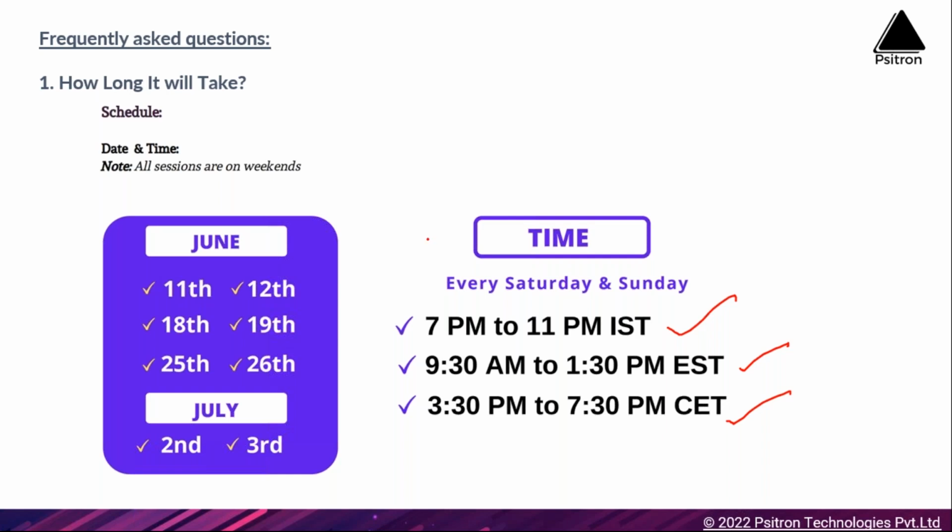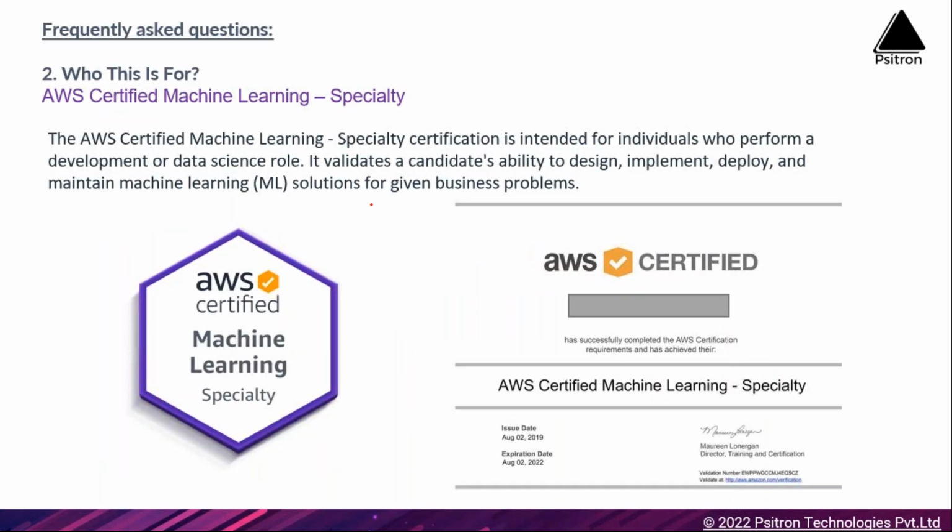So who is this certification for? Who can attend this particular course? The AWS Machine Learning Specialty Certification course can be for developers, data scientists, and even beginners. I will tell you how. There are three categories of audience who usually attend this course.